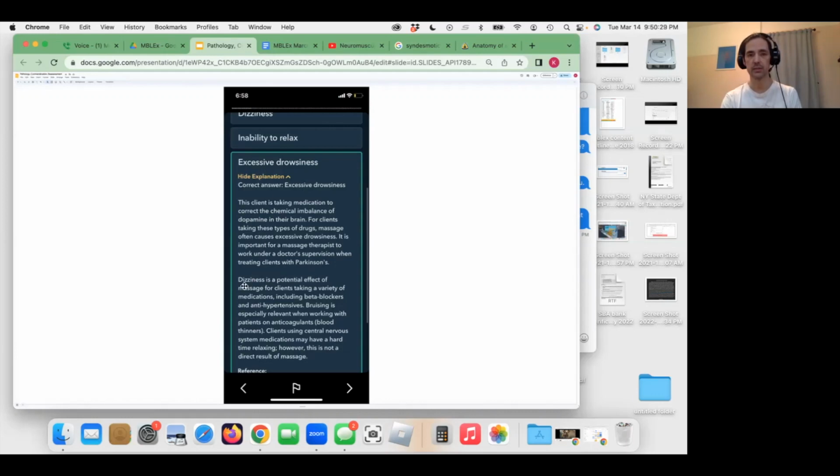All right, dizziness is a potential side effect for clients taking a variety of medications. So many medications, including beta blockers and antihypertensives. Antihypertensives, those are taken for hypertension, which is high blood pressure. Did anybody not know hypertension was high blood pressure? No. And beta blockers are often used to correct heart rhythm defects like arrhythmias. Bruising is especially relevant when working with patients on anticoagulants like blood thinners.